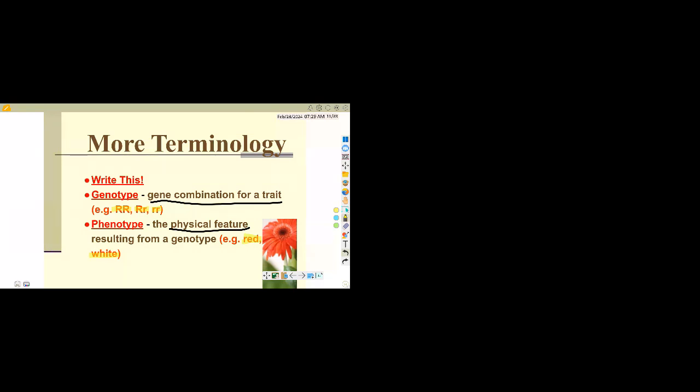So genotype, genetic combination. Why do I have two letters representing each gene? Yeah, because you get two genes, one from each parent. Now, if y'all can remember back to our last lesson, remember everything piles up. When we did meiosis, I told you when organisms make reproductive cells, they divide their chromosomes in half.